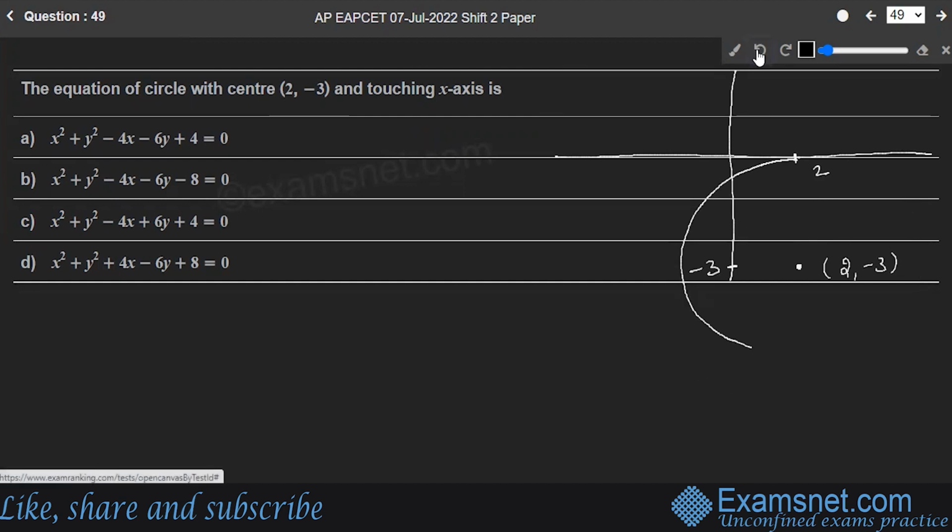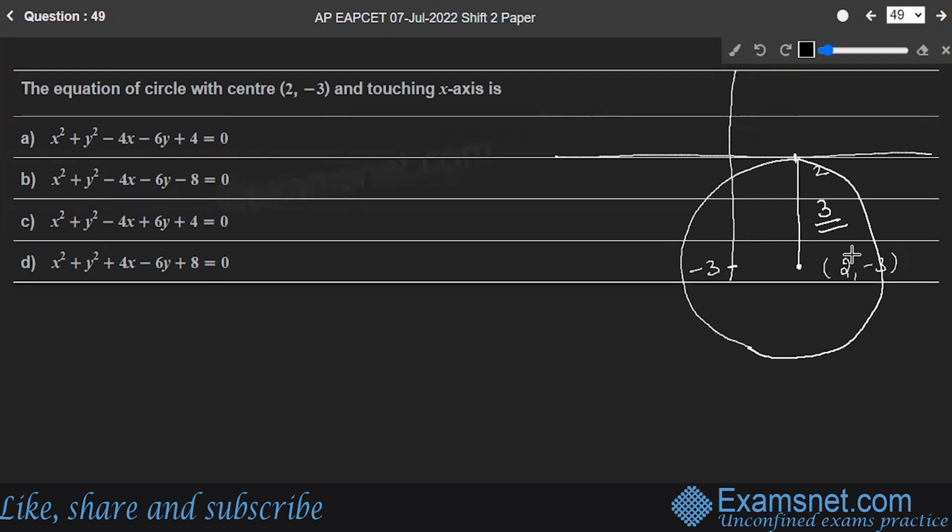Okay, I'm making it better. Let's make this, I'm not up to the scale in this figure. So what are you going to say about the radius of the circle? This is equal to 3 units because the distance of the x-axis from the point (2, -3) is 3 units. So this is the radius of the circle, right? Center is given by (2, -3) and the radius is 3 units.